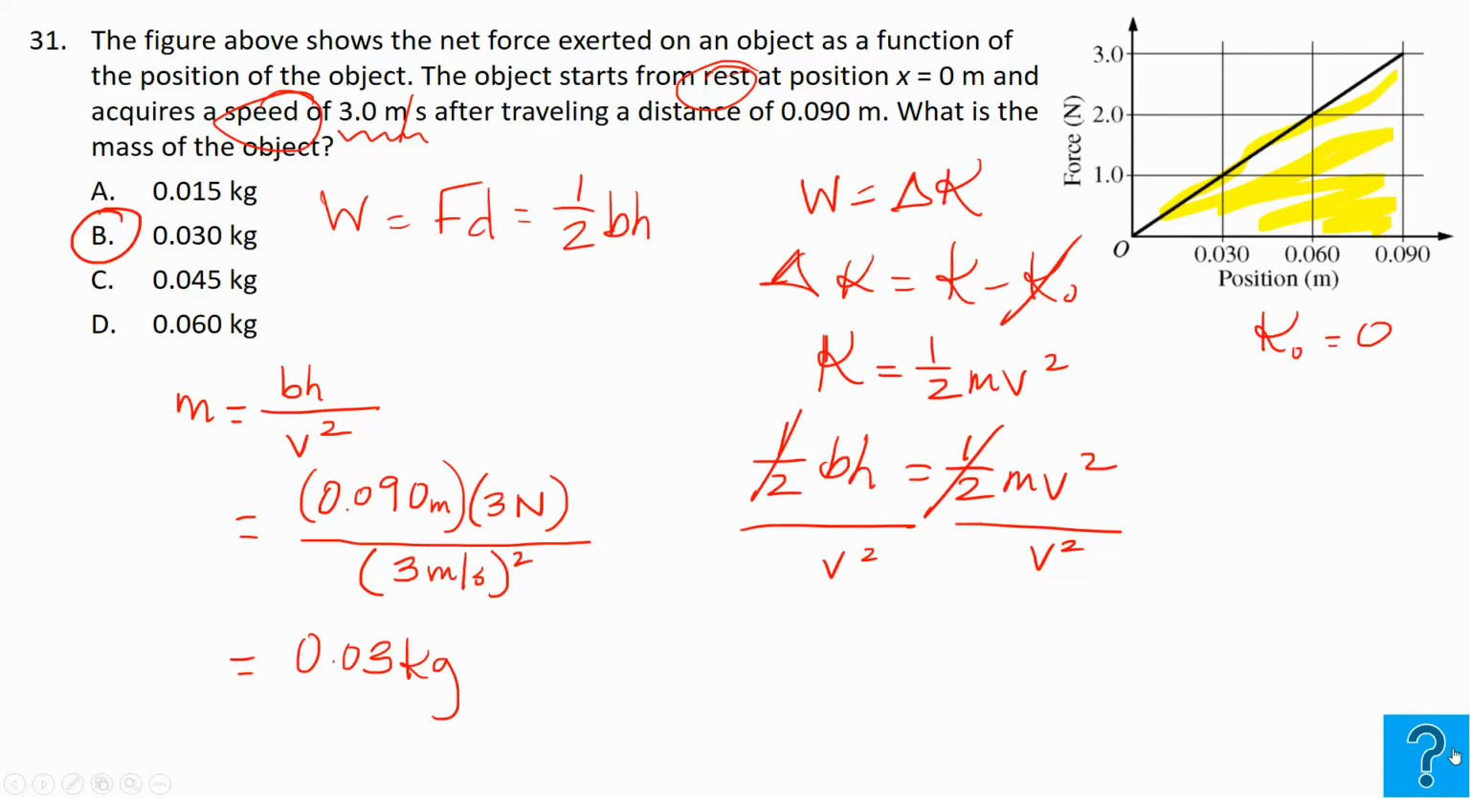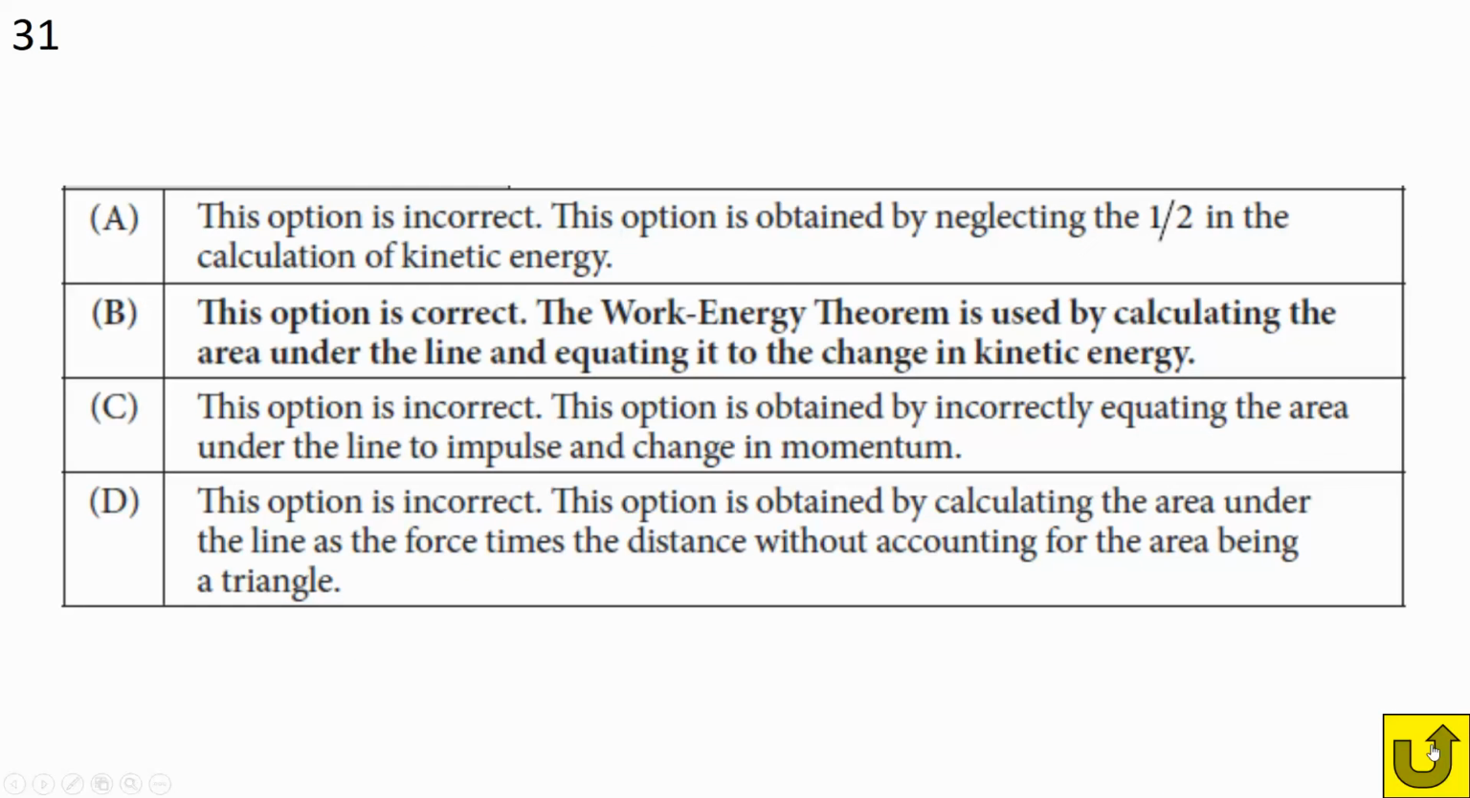If we look at the answer key, we will see that the answer is B, and indeed that you do need the work energy theorem in order to solve this.